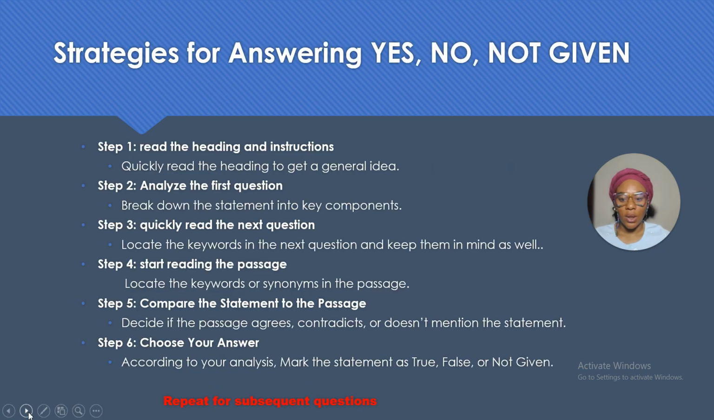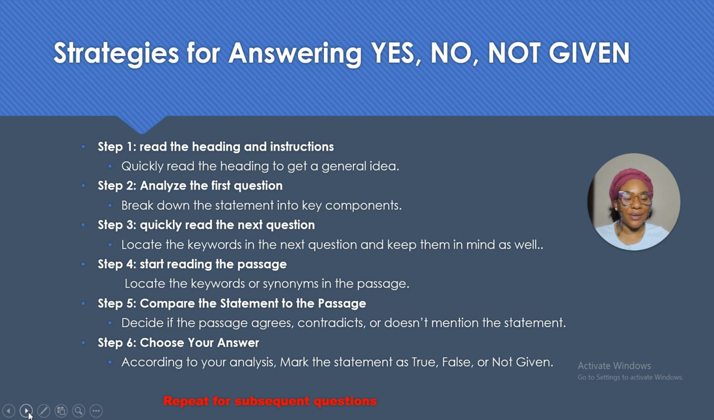All right. So now let's look at the strategies for answering yes, no, not given questions. Like I said, the strategies would be very similar to the ones I taught for the true, false, not given question types because they're similar. All right. Step one, read the heading and instructions. Always read your headings, always read your instructions to know exactly what's expected of you and to just get a general idea of what the passage is going to be about.